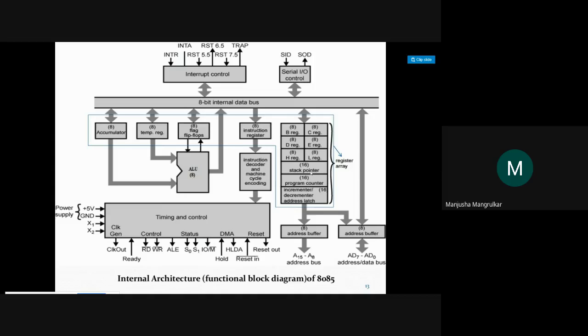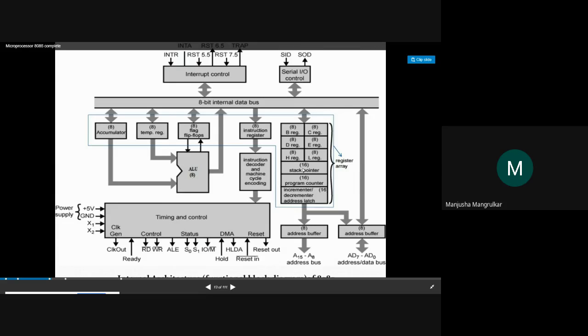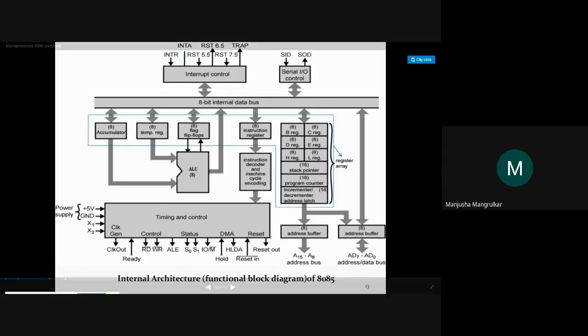Any container of grains, we put the grain inside. So the upper grain, we will take it first, right? So it is called first in, last out, or last in, first out, right? So it is a stack. SP is called the stack pointer. It is pointing to the stack memory, right?